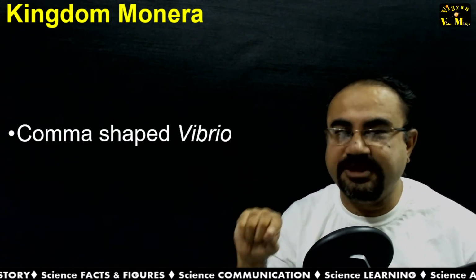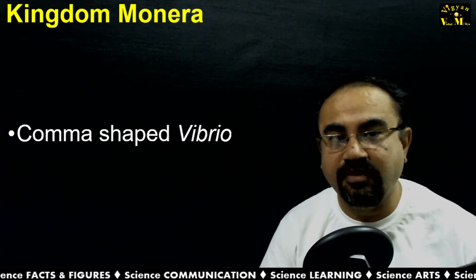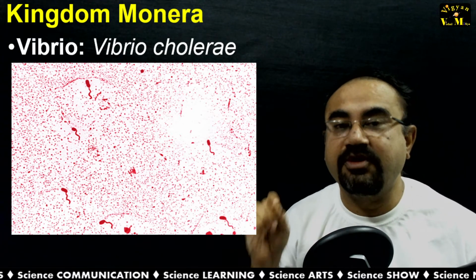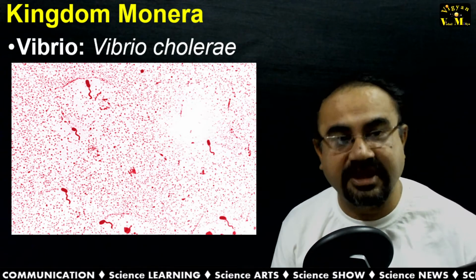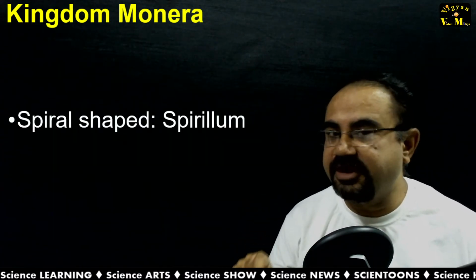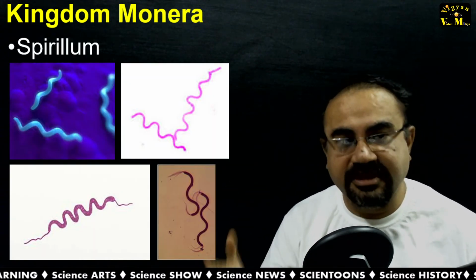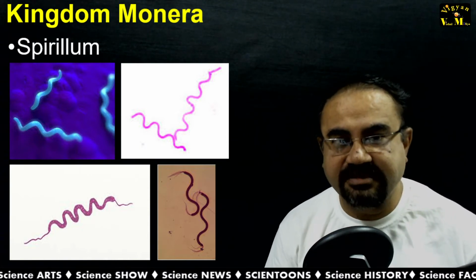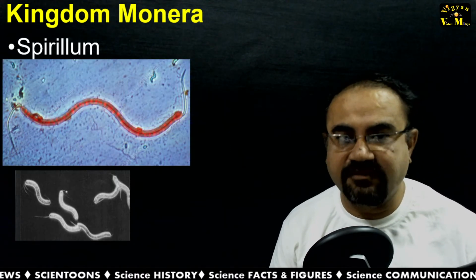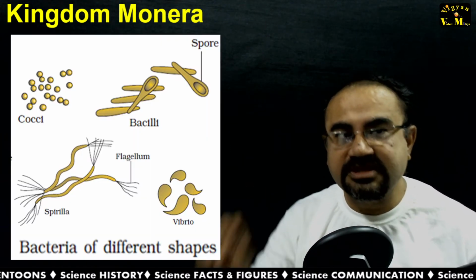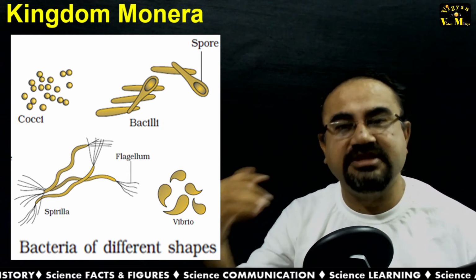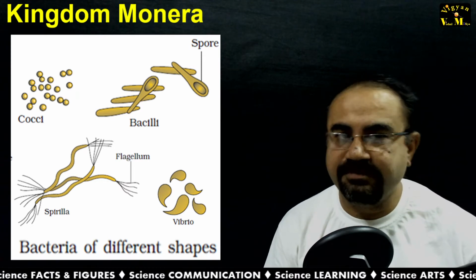If they are comma shape, then we are calling it Vibrio, and the best example of the Vibrio is Vibrio cholerae, which is responsible for cholera disease, which is well known. When they are in the spiral shape, we are calling it Spirillum, and here you can see the Spirillum shaped bacteria. It can be with flagella, it can be without flagella.